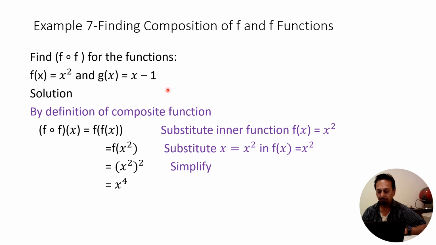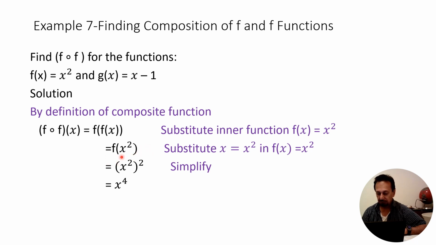Example 7. f of x equals x squared and g of x is x minus 1. Now we have to find the composition of f and f. By definition, the composition of f and f defined over x is f of f of x. So inner function first, we replace f of x. f of x is x squared. So replace this with x squared and bring this f down. So now we have f of x squared.